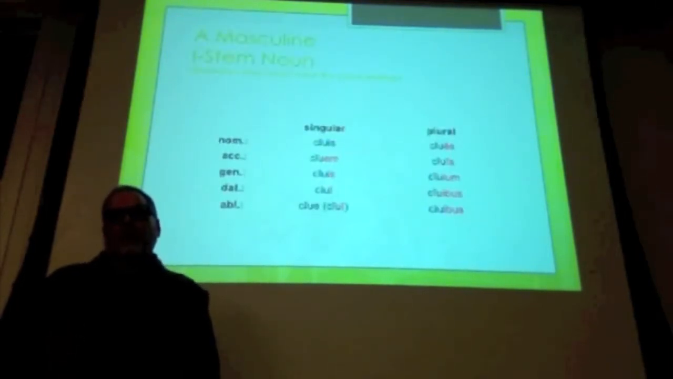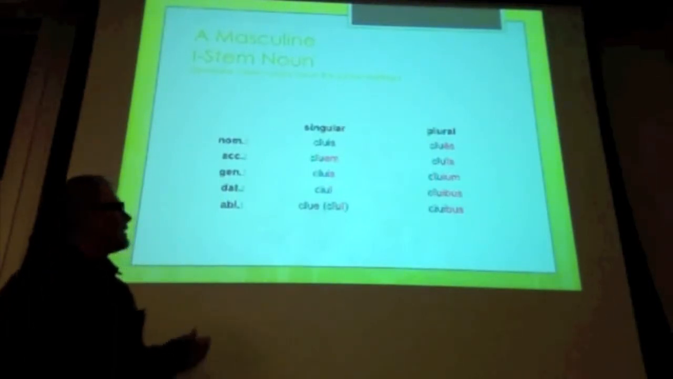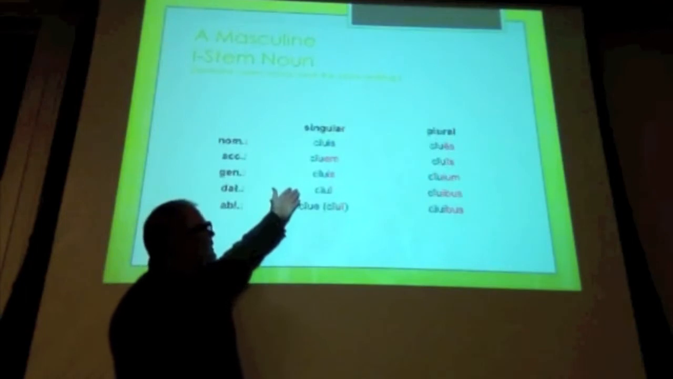Now let's move on to the I-stem endings. I've chosen the word kiwis, which is a masculine I-stem. Again, I could have chosen a feminine I-stem because it would give me the same information, because feminine I-stems and masculine I-stems decline exactly the same. But I happen to choose a masculine. I use the word kiwis. So we have kiwis, kiwin, kiwis, kiwi.